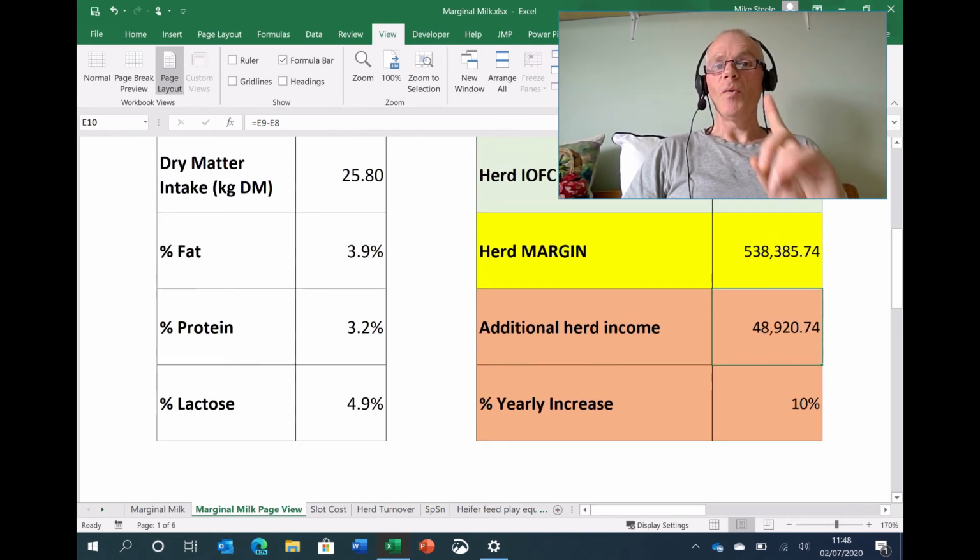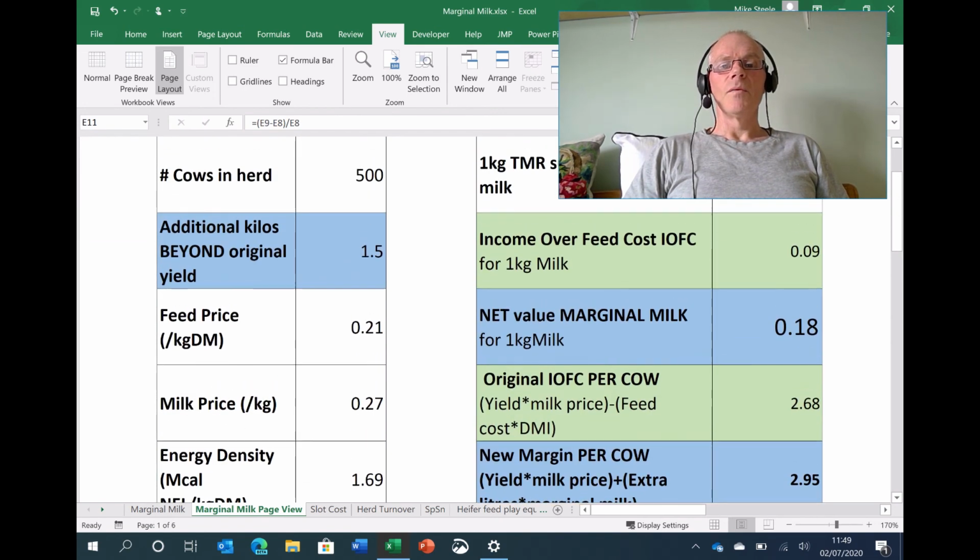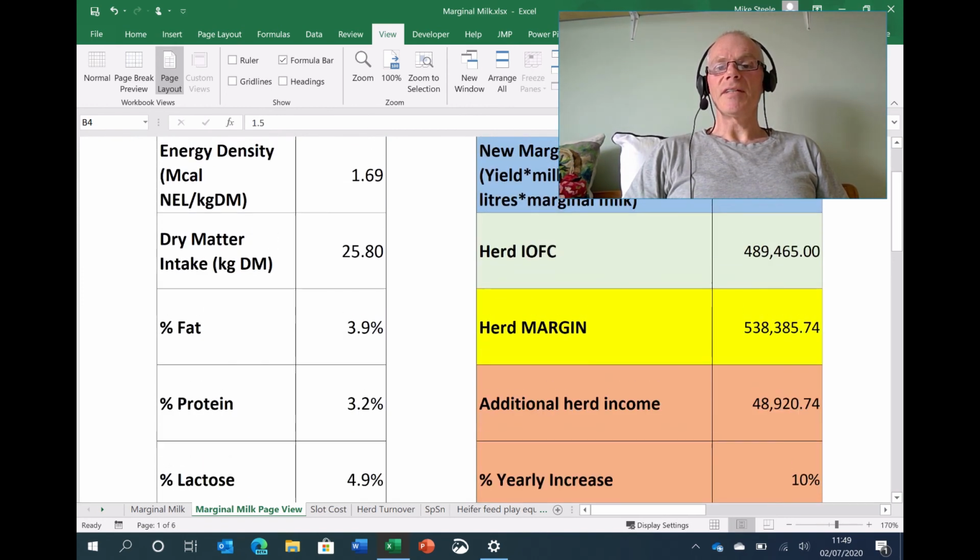But the really important thing is that proportionally, that is a 10% yearly increase. Which doesn't sound much, but if I was offered a 10% increase on my wage, I would snap at that chance. And that is literally what you're talking about. This is the profitability of your business. And 10% growth on a business in a year is extremely attractive. Not many companies actually achieve that. So if you can do that by increasing your marginal milk by 1.5 litres, you can achieve a 10% yearly increase on income, which is considerable.